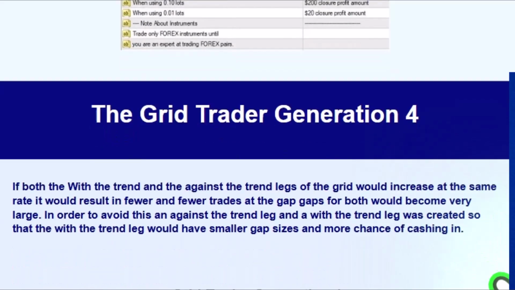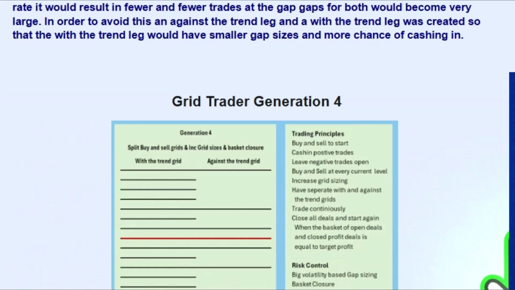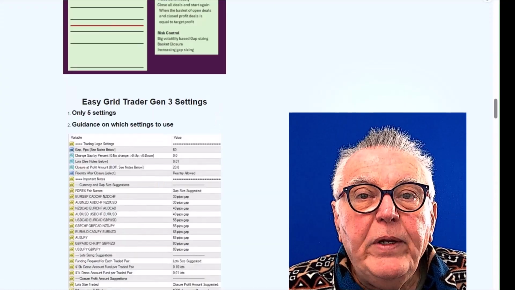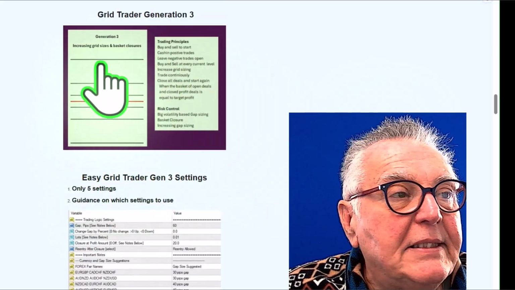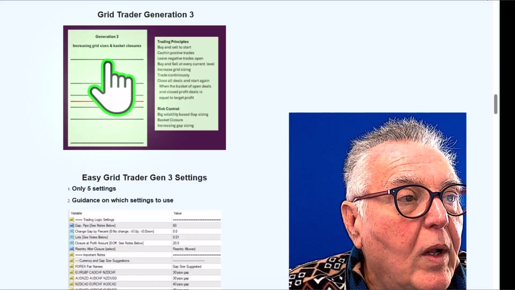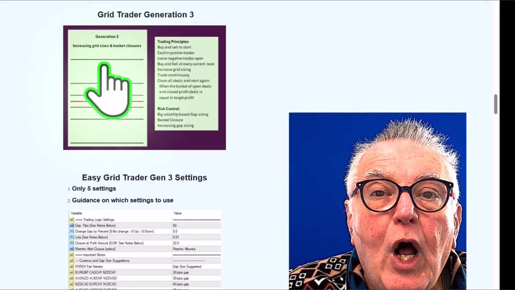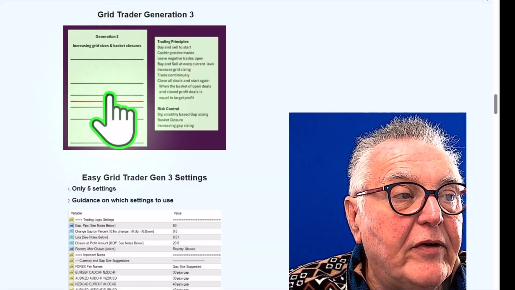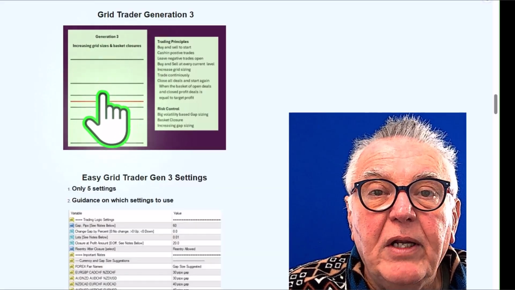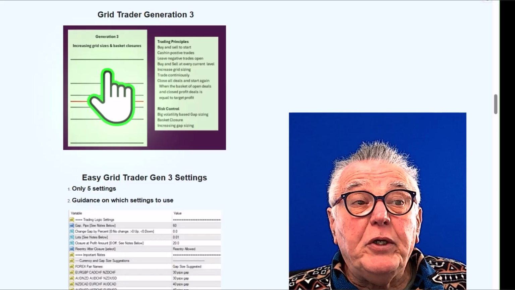And now we come to generation 4, where we now say, oh, but if we use this philosophy, what can happen is that the buy and sell legs will need to move a lot to get to the next grid level. So you can see the sizes just increase and increase tremendously, and that reduces the ability to cash in.